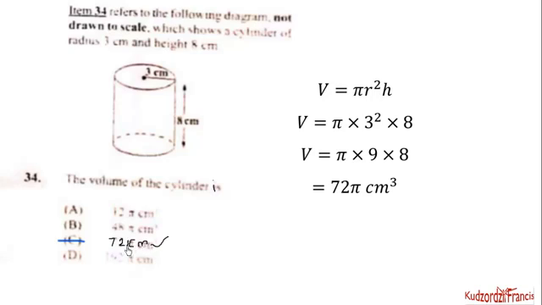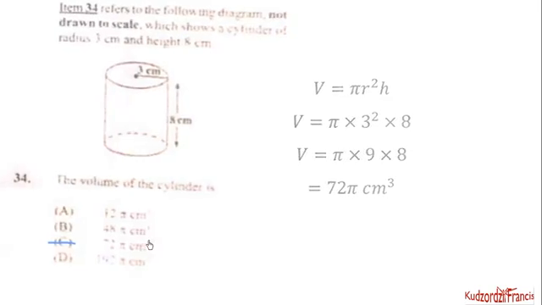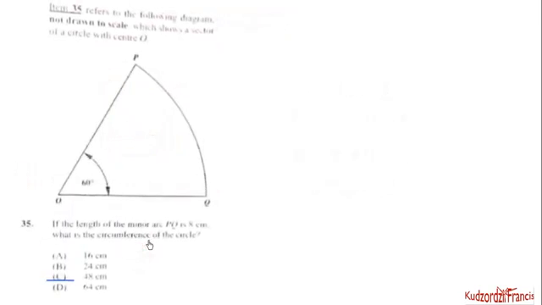pi centimeter cube. So this is pi centimeter cube. Centimeter cube. So the answer is C. Correct choice is C. Then 35.